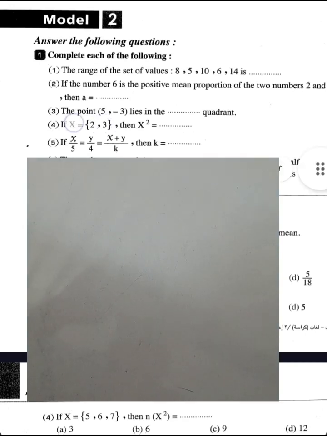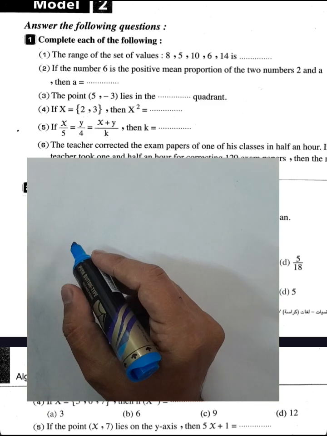Model number 2. Question number 1. Complete the following data.